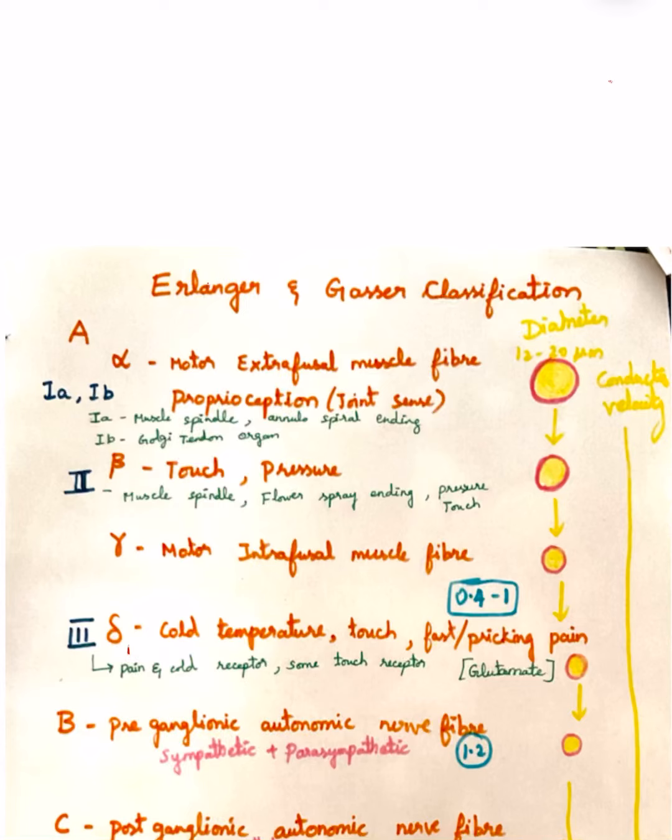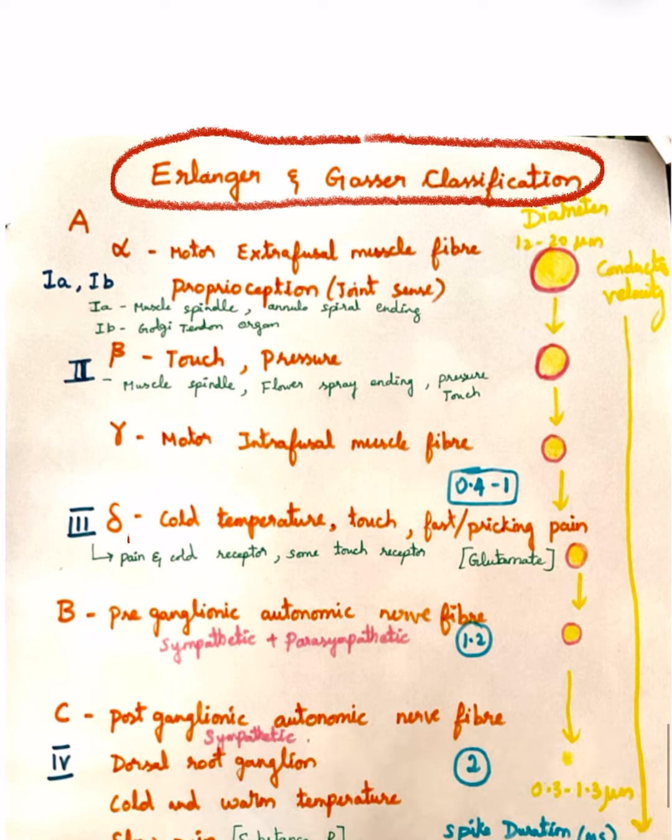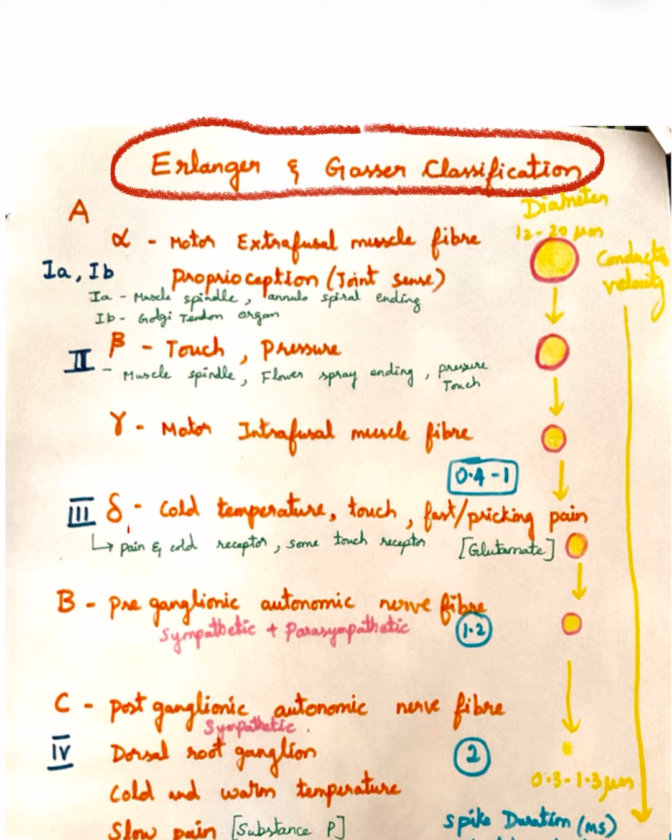Let's learn about the physiology of nerve fibers. The nerve fibers are classified with two classifications. One is the Erlanger and Gasser classification, which includes A alpha, A beta, gamma, delta, B and C. In case of numerical classification, we have 1A, 1B, 2, 3 and 4. These are the numerical classification. Let's see each of these.